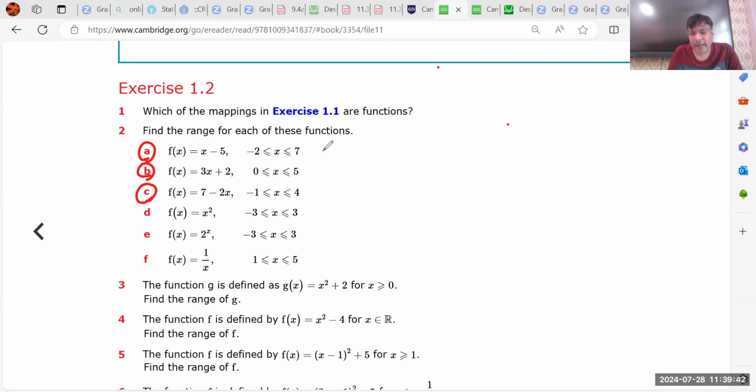तो गाइस हर जगह आपको ग्राफ ड्रॉ करने की स्केच करने की जरूरत नहीं है, you can directly tell the range. So let's start with the answer for the first question. So the answer for first question is -7 is less than or equal to y, and 2 is greater than or equal to y. Your range is between -7 and 2. Yes, sir.